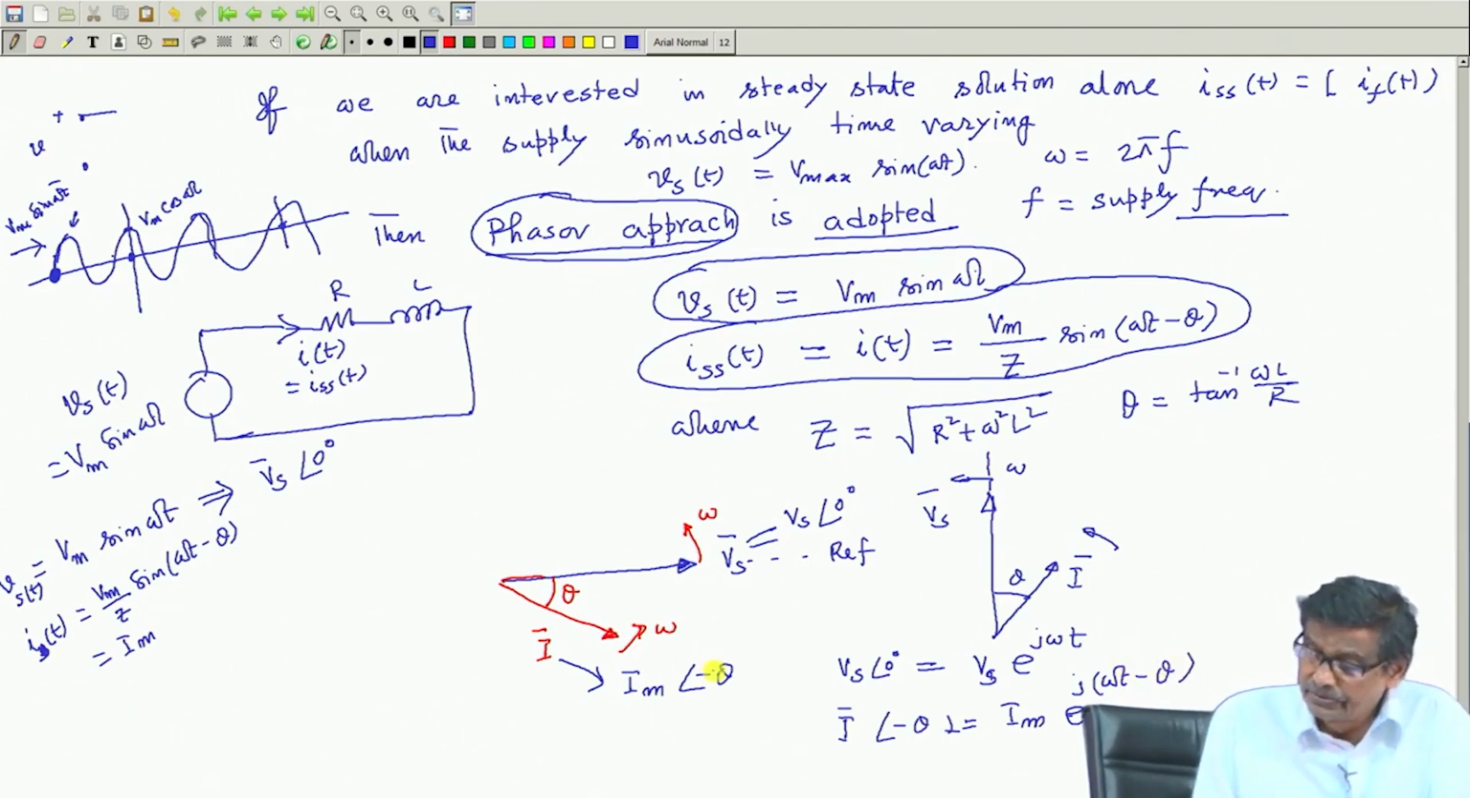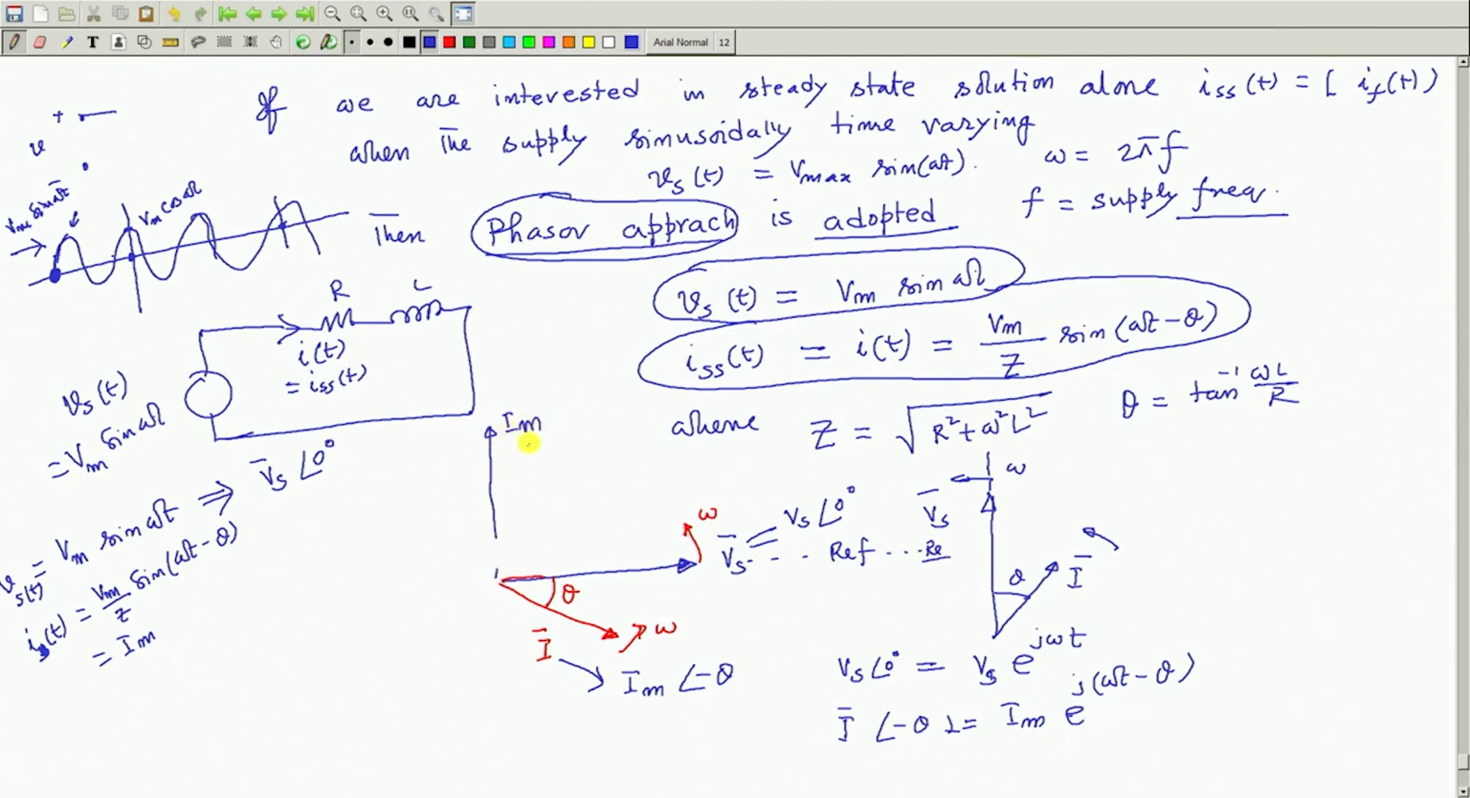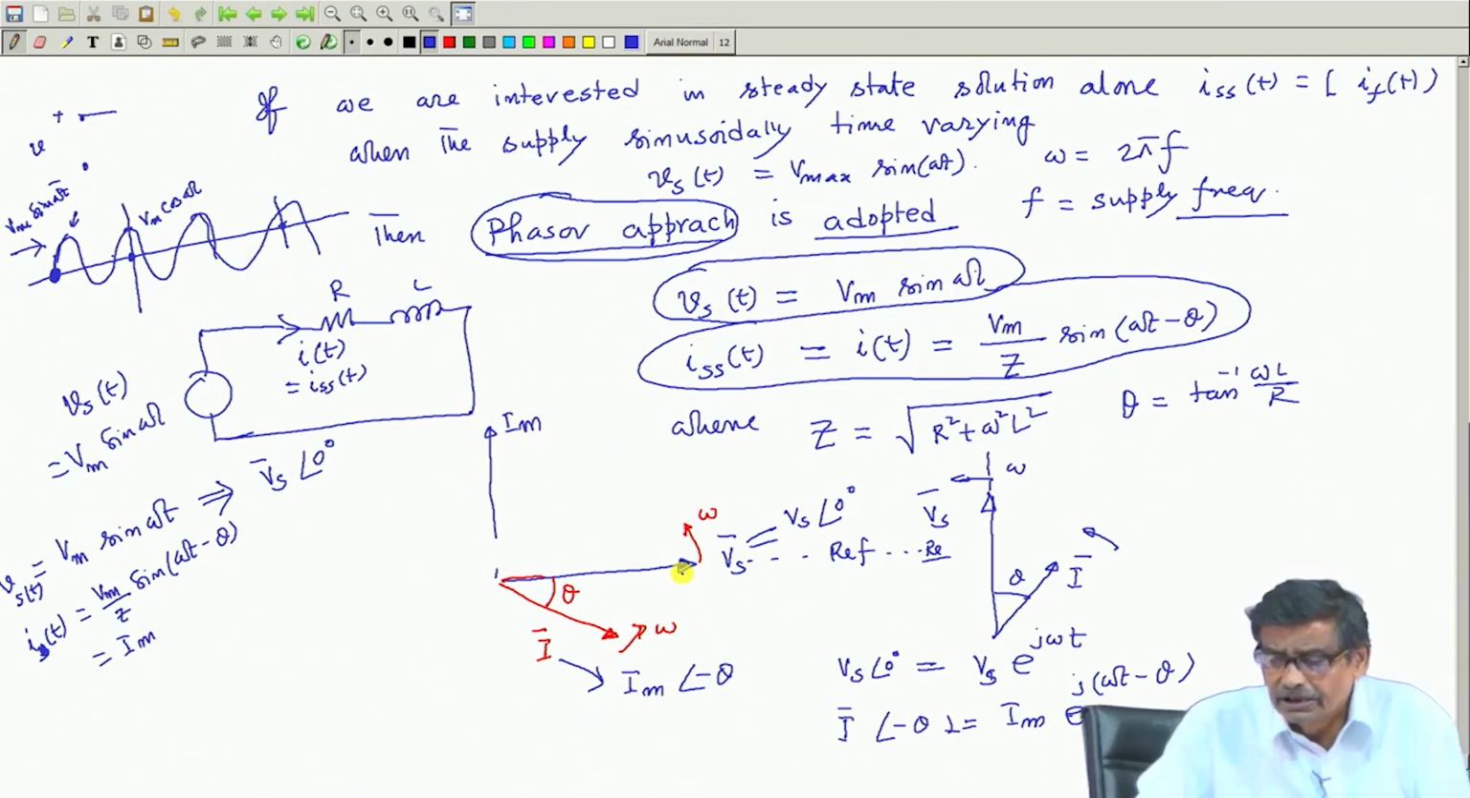In the complex plane, if you assume this to be your real axis and this to be your imaginary axis, then this has got Im. At any time t, it will move by omega t, and this will also move by omega t, and this way it can be written. These are the positions of the phasors at omega t equal to 0. So, we will continue with this in the next class, and then we will be able to draw the most important conclusions. Thank you.